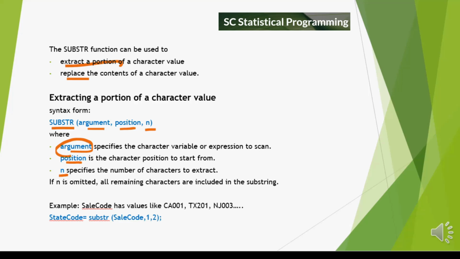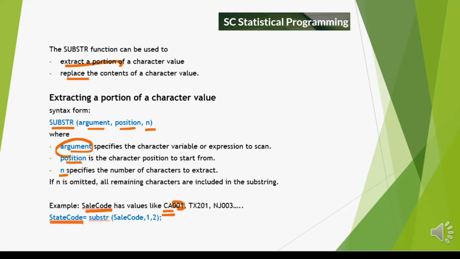For example, we have a variable cell code, and it has values like CA001, TX201, and NG003, etc. So the first two letters are the state information, followed by 3 digits of the cell code. What we want to do is extract the first two letters, which are the state information, and put that into a new variable. We call it state code.